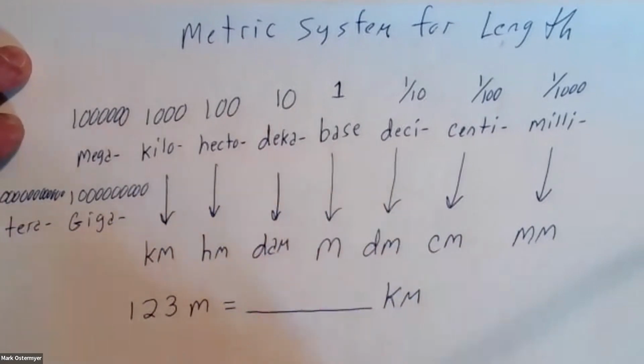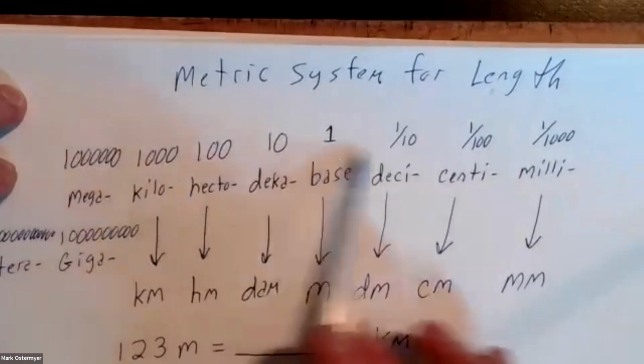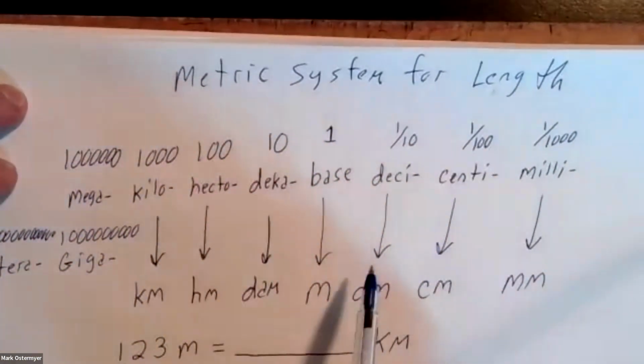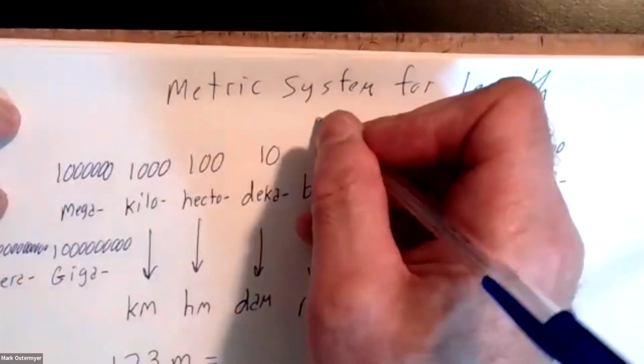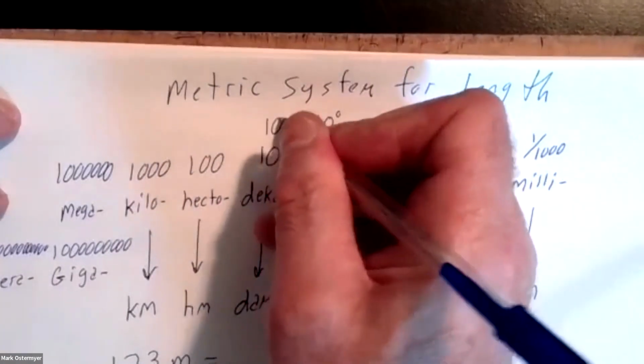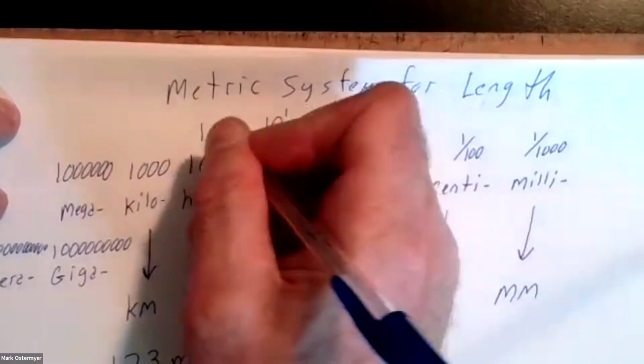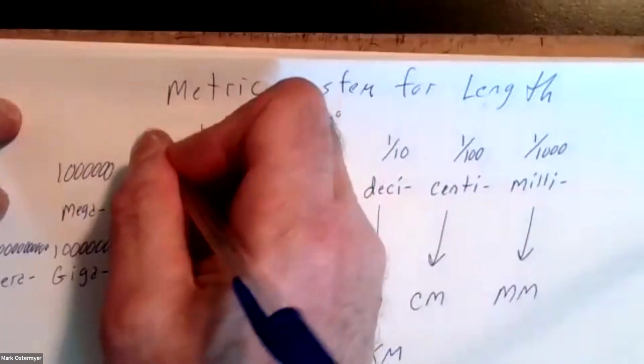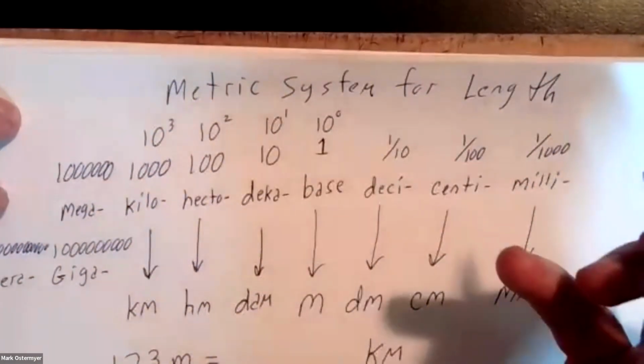We don't have to string together any messy conversion factors like we do in converting in our English system. All we have to do is shift the decimal point, because, as I indicated, the metric system is based on powers of 10. The base unit, 1, is really 10 to the 0th power. 10 is 10 to the 1st power. 100 is 10 to the 2nd power. 1,000 is 10 cubed or 10 to the 3rd power.